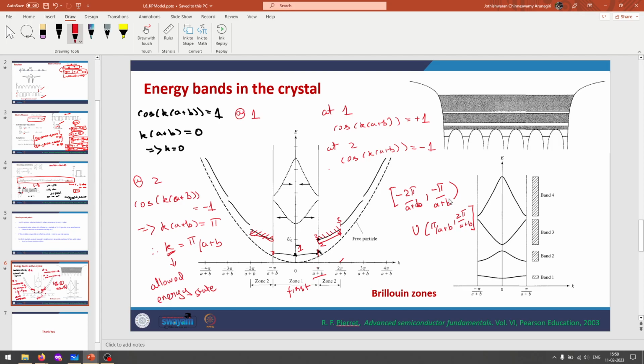Do you guys know what open intervals and closed intervals are? Yes. So this is that. See, because this point, pi by (a plus b), is actually common to both zones. So now you can ask, oh my god, which zone does this point belong to? I cannot make that choice.